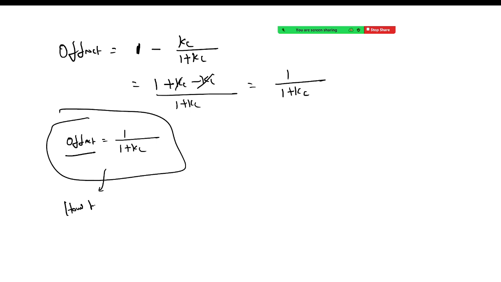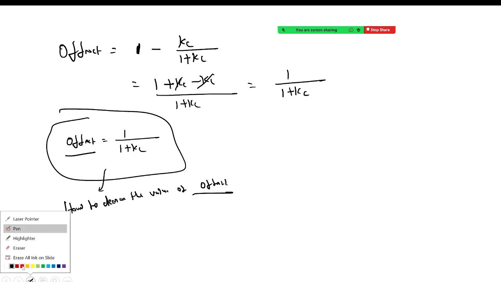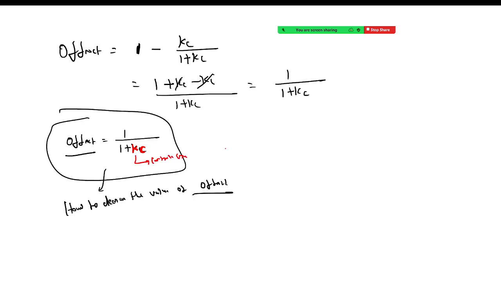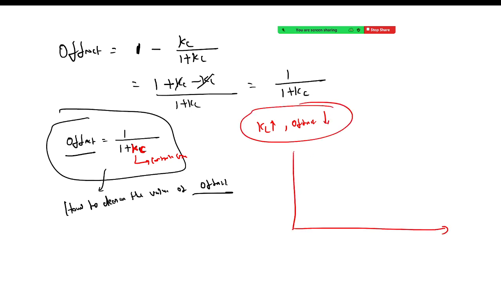Here, the aim is how to decrease the value of offset. Fine. And we are having a controller in our control. I can change the parameters of the controller and I can do anything, right? So you can see in this particular formula, there is a parameter involved in the offset, which is controller gain. This is the controller gain. So if I increase Kc, what will happen? Offset will get decreased.